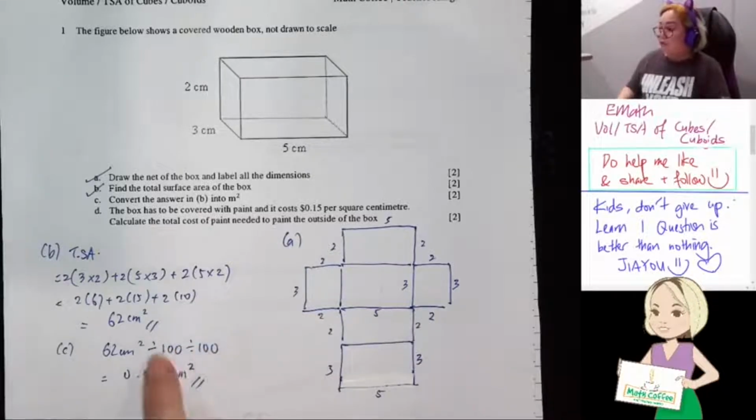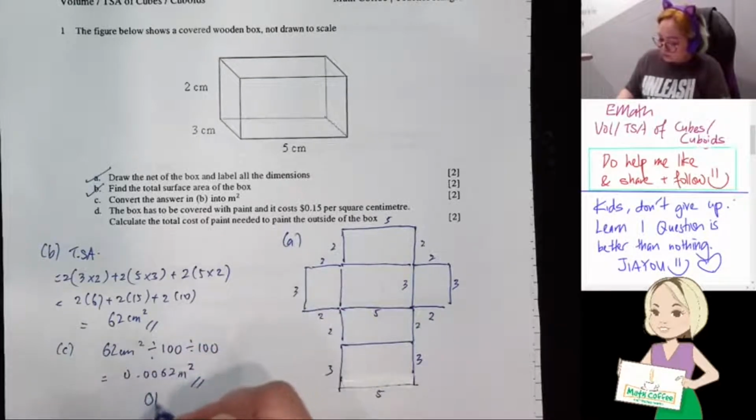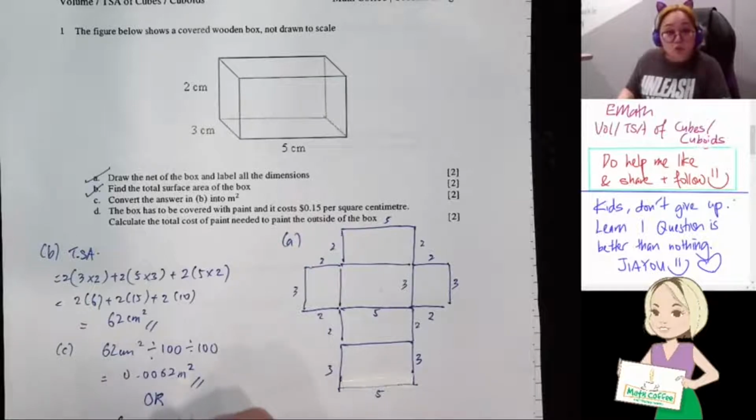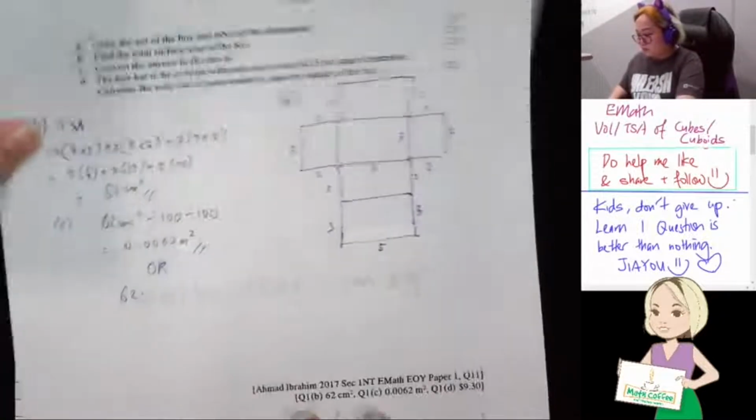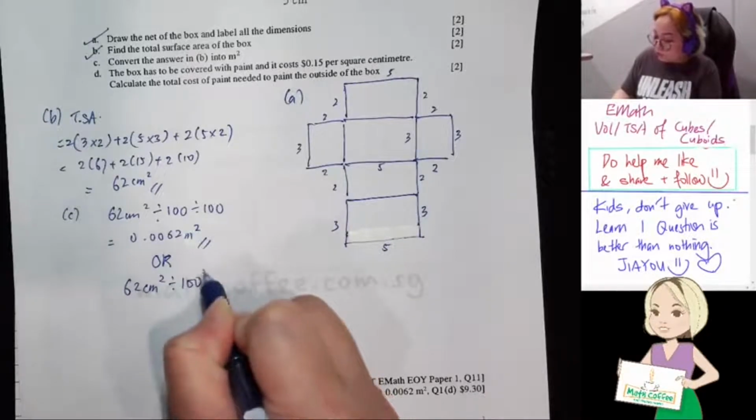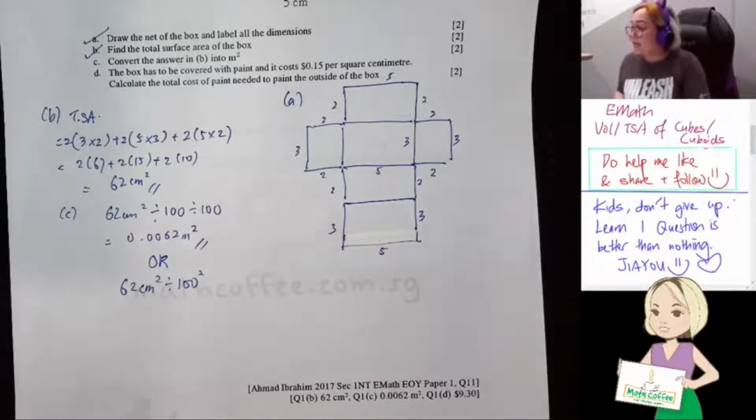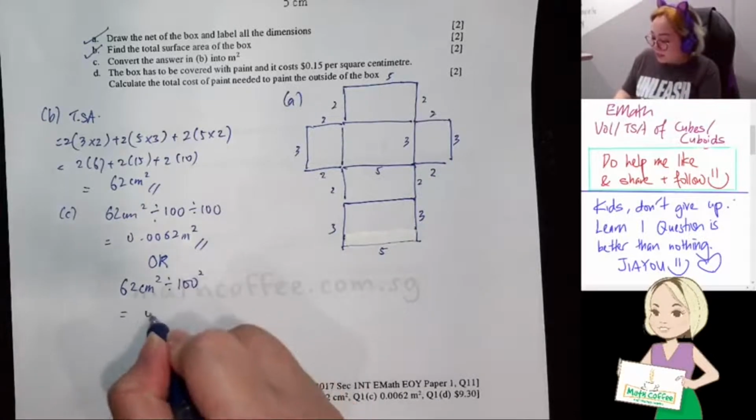So you can write in this way, but if you already understand how this works, you can actually also write it as 62 cm squared divided by 100 to the power of 2. So at least you save a little bit of pen ink, correct? You will still get the same thing.